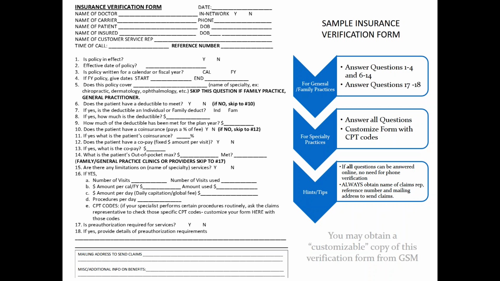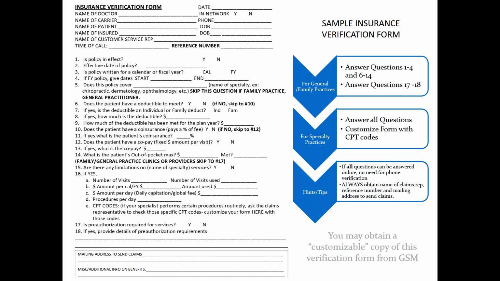So what this does is this standardizes everything for our verification specialists. Now, with that said, we do have a few places on the form that can be customized, and it's typically under item 16E, where it says CPT codes. And you'll see here on this template it says, if your specialist performs certain procedures routinely, ask the claims rep to check those specific CPT codes. Customize your form here with those codes, and that's where you would put the codes to check on.